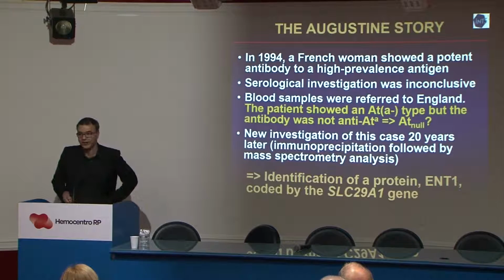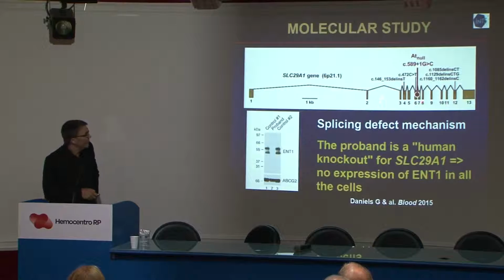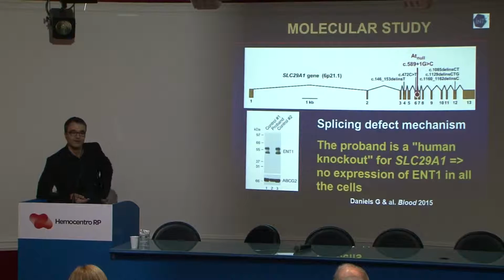So this is what we found in this lady, here in this gene, intron 6, a mutation at the beginning of the intron number 6, responsible for a splicing defect. And so there is no functional SLC29A1 gene, and so there is no ENT1 protein at all. So this lady can be said to be a human knockout of this gene.